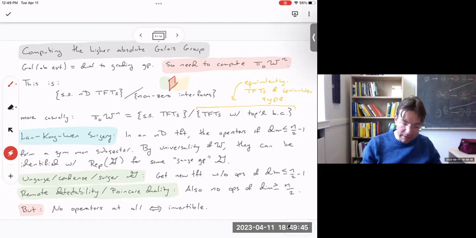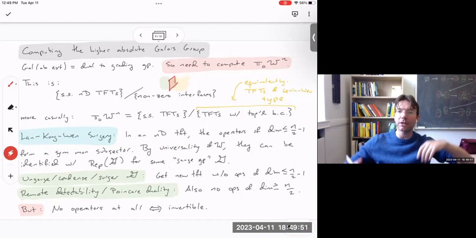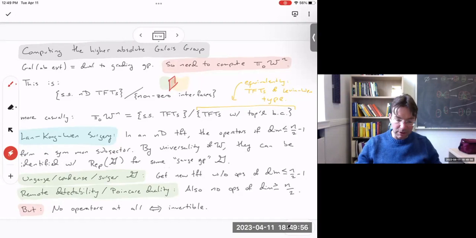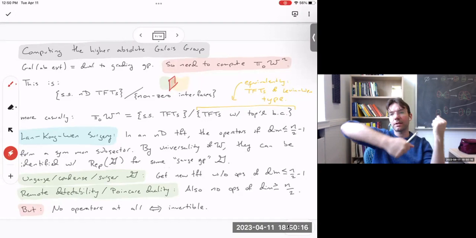So the way Lan, Kong and Wen do their construction is the following. They pick up a topological field theory of some high dimension. That topological field theory has operators. It has extended operators of all sorts of dimensions, like line operators and surface operators. If you grab just the operators of dimension strictly below half, then that subcategory of operators is necessarily symmetric monoidal, because there's enough room for the operators to get around each other completely.